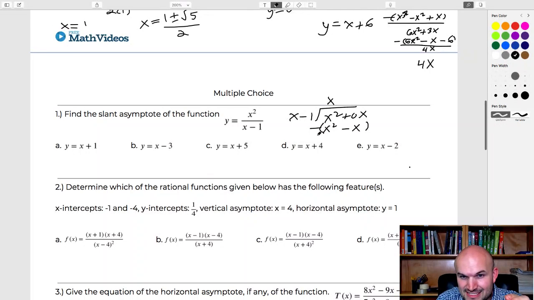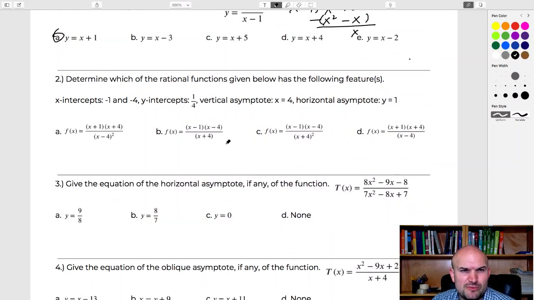0 minus a negative x, so that's a double negative, so that's just going to give me x. X goes into x 1 time. I know if I do this again, I'm going to get a remainder of 0, so I'm just going to look for y is equal to x plus 1, which is right there.